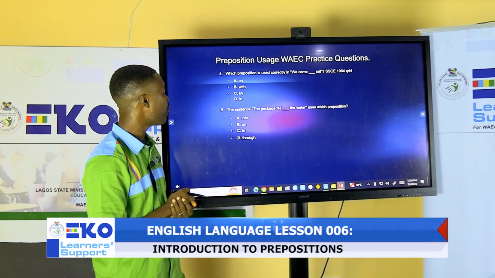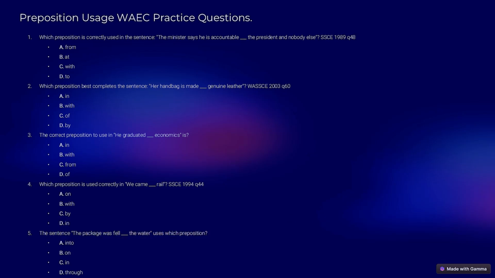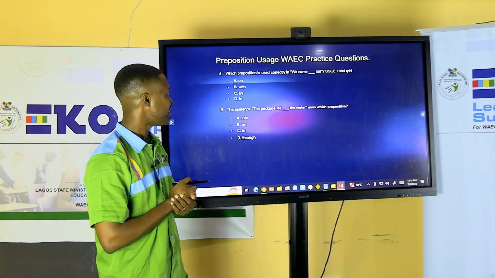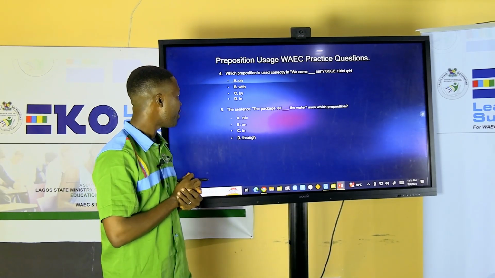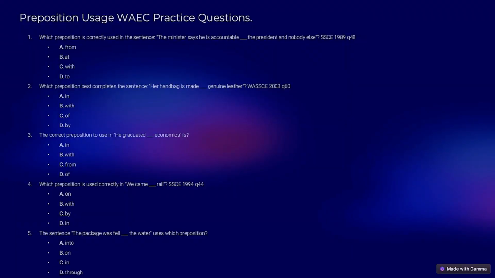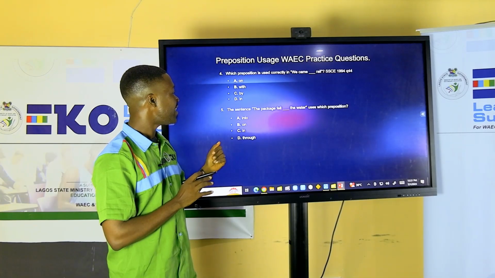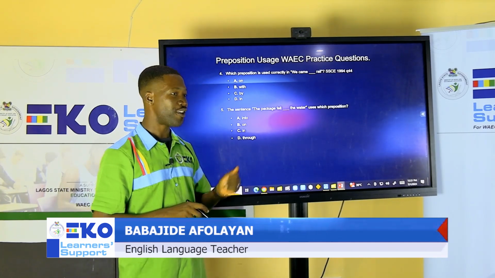Thank you. Now let's look at question number 4. Which preposition is used in we came dash rail? This is taken from SSC 1994, question number 44. The answer is we came by rail. Then the last question. The sentence, the package fell dash the water, uses which preposition? The answer is the package fell into the water because there is a movement of the object.